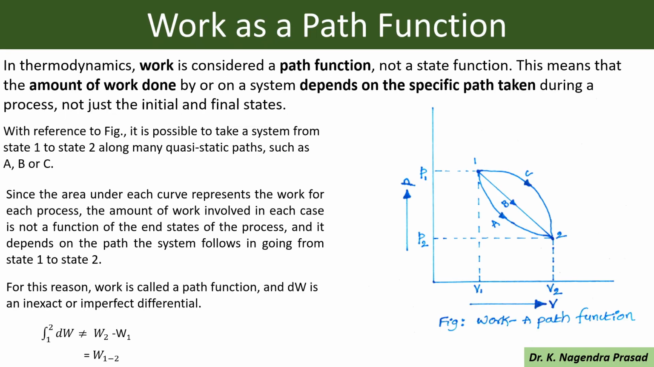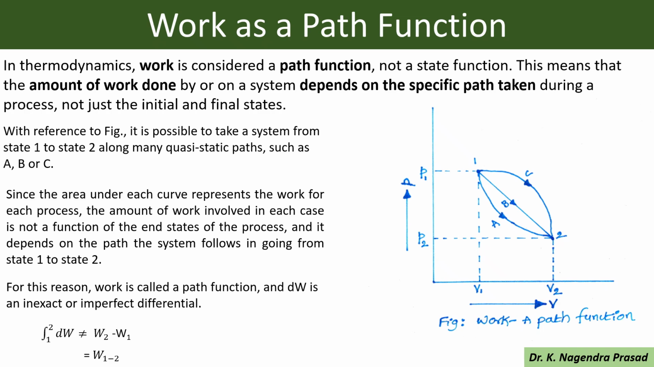Next we will discuss why work is a path function. In thermodynamics, work is considered a path function, not a state function. This means that the amount of work done by or on a system depends on the specific path taken during a process, not just the initial and final states. With reference to the figure, it is possible to take a system from state 1 to state 2 along many quasi-static paths such as A, B or C.